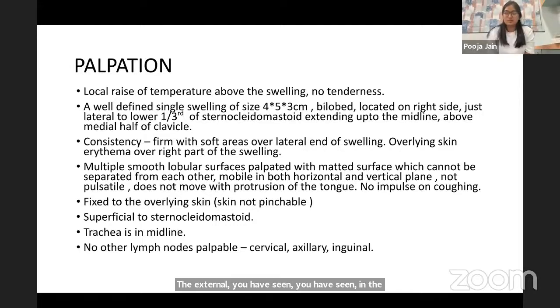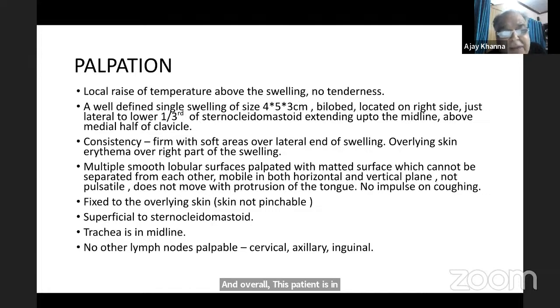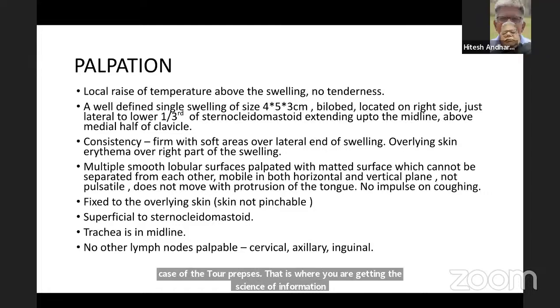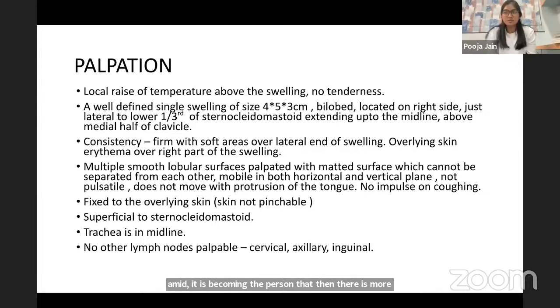Yes, sir. And overall, this patient is an infected case of the tubercular abscess. That is why you're getting the signs of inflammation. Yes, sir. If it is becoming pyaemic, or it is becoming the pus in that, then there is more chance of having the thrombosis. So that is the reason in this patient it is the pathology. Yes, sir.